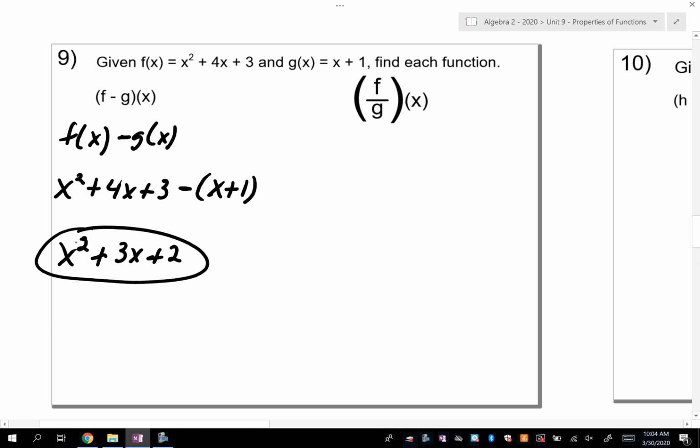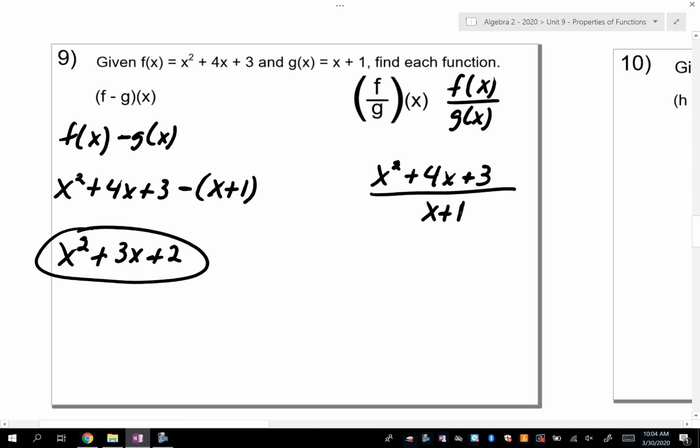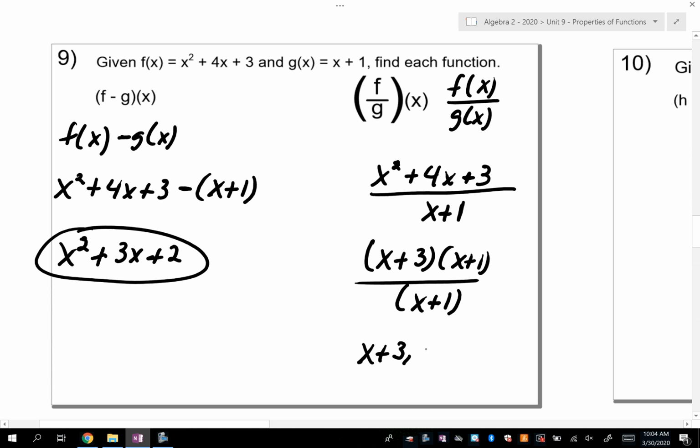This one is division again. So f of x over g of x. So we have x squared plus 4x plus 3 divided by x plus 1. Okay, so I'm going to go ahead and factor the numerator because it's a quadratic trinomial. So factors of 3 that add to 4 are 3 and 1. And you'll notice we have, again, a common factor between the numerator and denominator that's going to make 1. So we're left with just x plus 3. But don't forget, like we did a few problems ago, to give the excluded value of -1. You can plug in any number you want, just not that one.